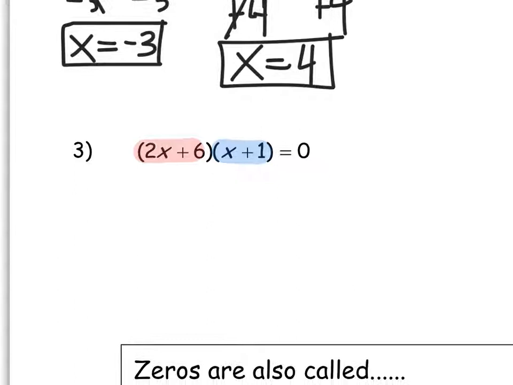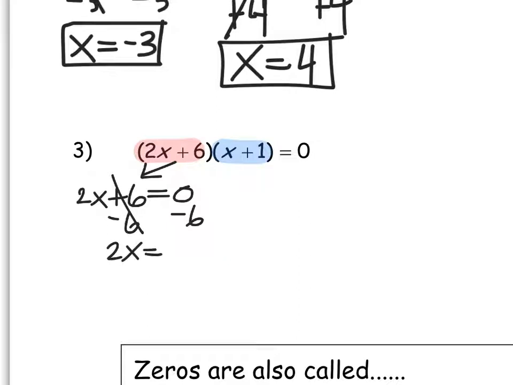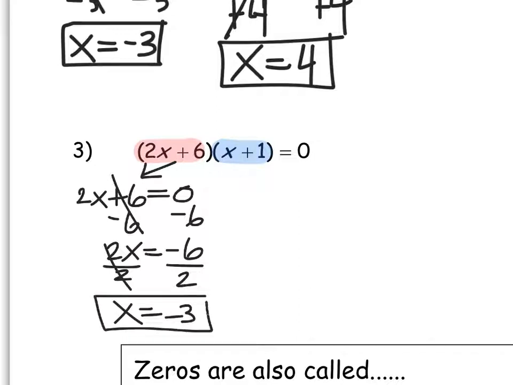Number 3, I have two sets of parentheses. Let's start with the red. 2x plus 6 equals 0. To solve this, subtract 6 on both sides. 2x equals 0 minus 6 is negative 6. I haven't solved this yet. I need to get x by itself. To do that, I need to get rid of this 2 by dividing by 2 on both sides. And I get x equals negative 6 divided by 2 is negative 3.